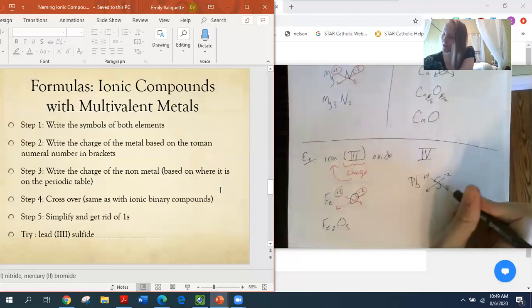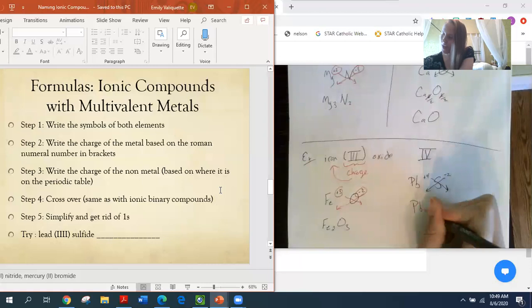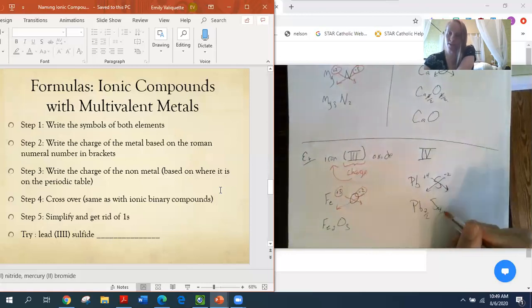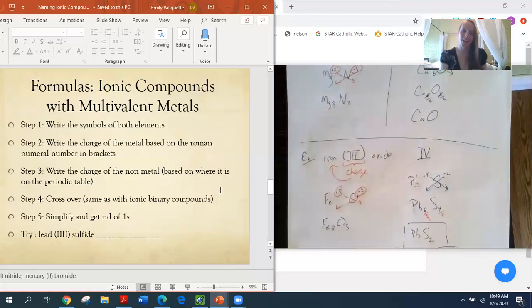We would cross those over and get Pb2S4. But then, of course, we do need to simplify this. And because 2 and 4 are multiples of one another, this can be simplified. All we would do is divide both sides by the smaller of the two numbers. 2 divided by 2 is just 1, which we don't bother writing in. And then 4 divided by 2 is, of course, 2. So your final answer would be PbS2.